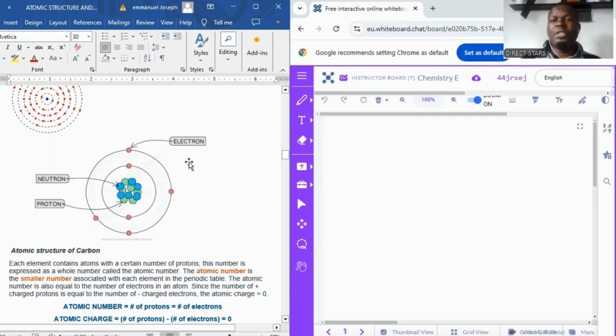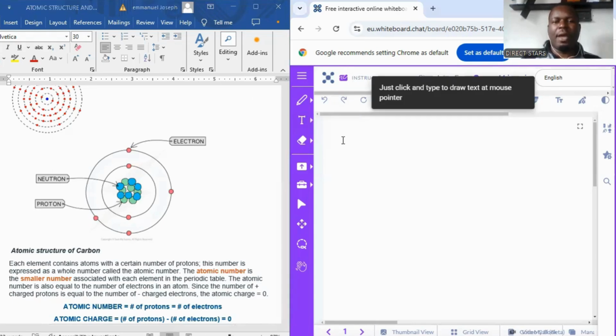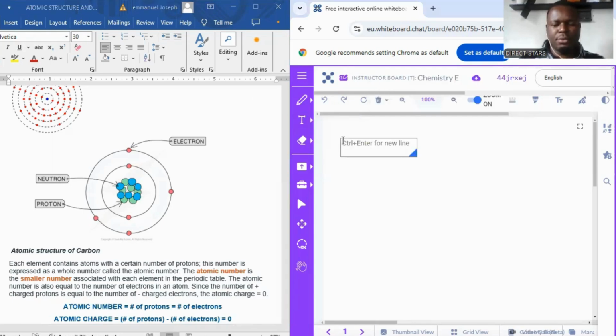And we have two major particles you can find in the nucleus, and they are protons and neutrons. Okay, and the reason why they are concentrated at the center is because they have a relative mass of 1. So they are heavy. So that is why they can be found at the center of the atom.